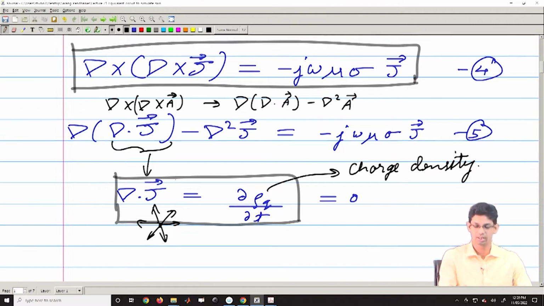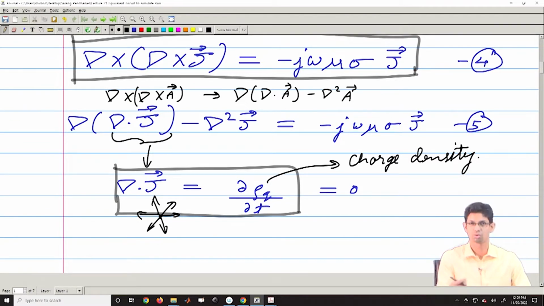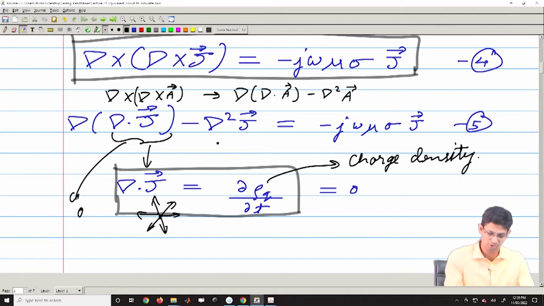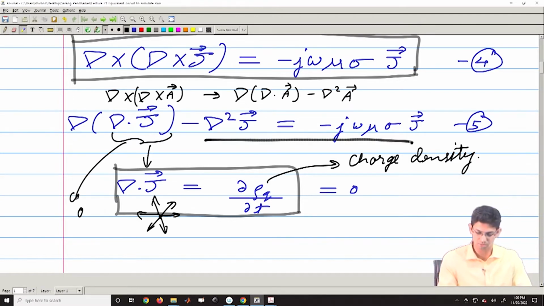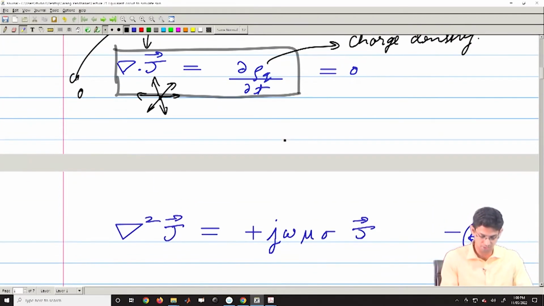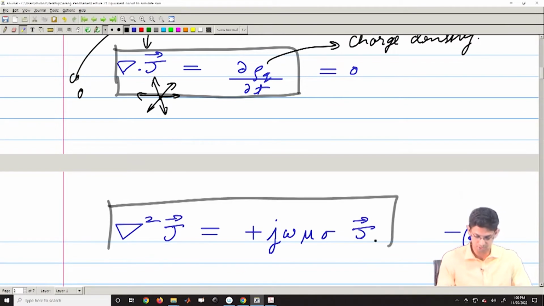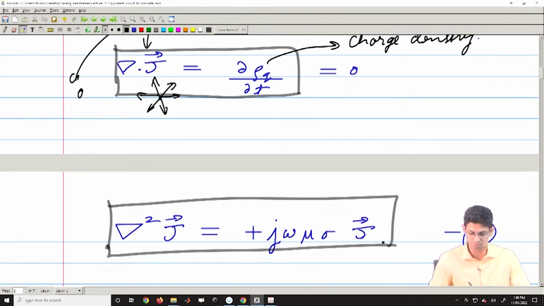So, in a conductor like this, there is no source of charge. So, the charge density is not changing. So, therefore, this quantity is 0 and therefore, this entire term can be written as 0. Then effectively what we have is only these two terms. I can write these here. So, this is my final differential equation that I need to solve.